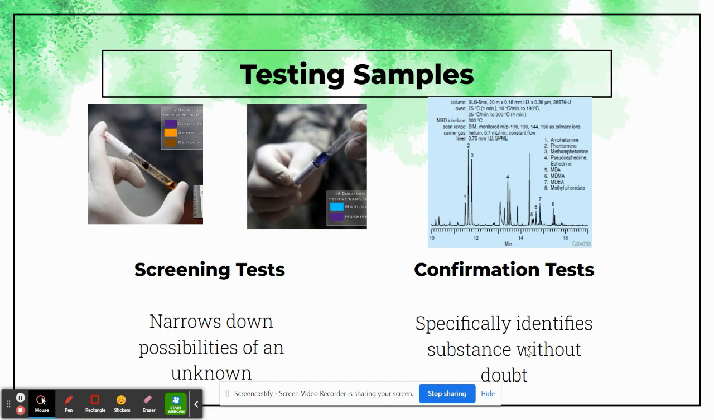If you have a sample that you are trying to test and determine what it is, there's two types of tests that we would do, which are called screening tests and confirmation tests. Screening tests just give you an idea of what the drug is. You would literally just put the chemical inside, shake it around, and this tube will turn different colors depending on what it's positively identifying. But that's not always the best choice to use because you can get some false positives or some false negatives. So that's when you would use a confirmation test.